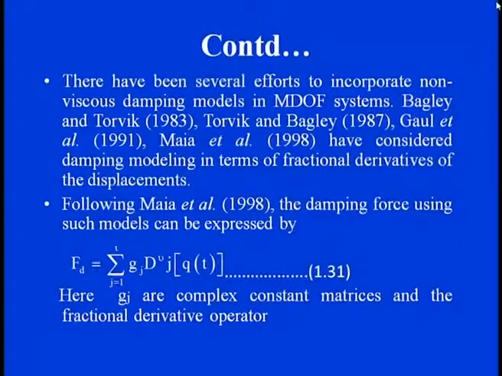And they expressed the damping force for such systems as equal to the summation of G_j, which is the complex constant matrices, in which the fractional derivatives appear, D^(v_j) q(t). Here we have a clear fractional derivative operator D, the velocity operator D^v, and G, which is the complex constant matrices.